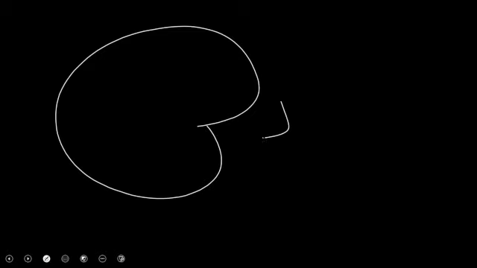Okay, well, when we look at thyroid issues, here's the brain, the nose, and the mouth. Here's my thyroid.